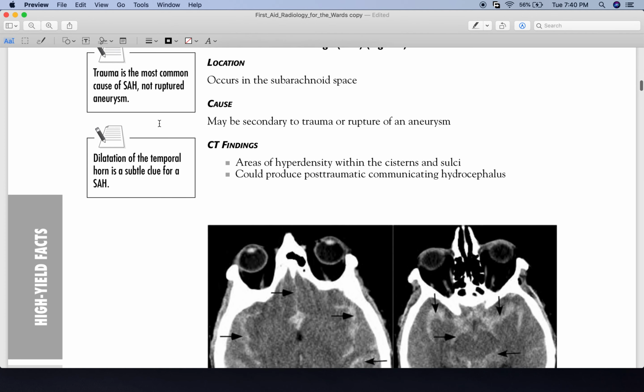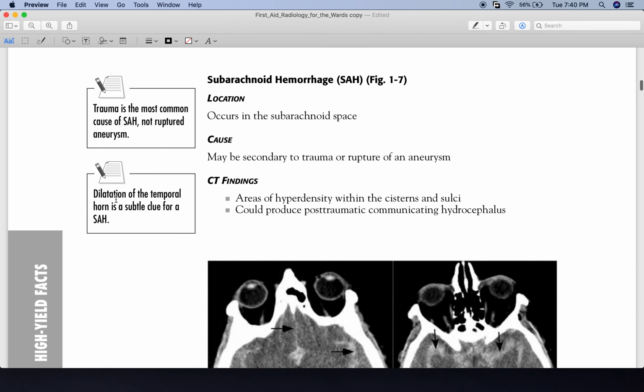Okay, something important before we dive into the pictures is this note right here. The dilation of the temporal horn is a subtle clue for a subarachnoid hemorrhage. So whenever you're taking a look at a CT scan, take a look at the temporal horns, and whenever you see them dilated, take into account that this might be a subarachnoid hemorrhage, even if you didn't see areas of hyperdensity of the cisterns and the sulci.